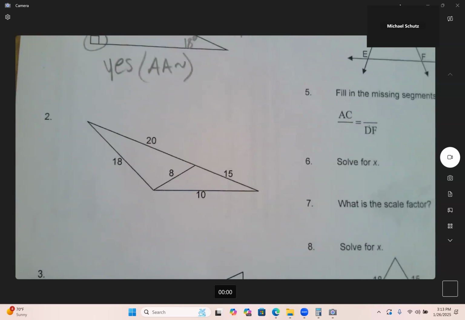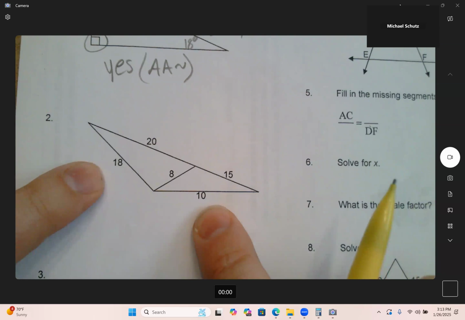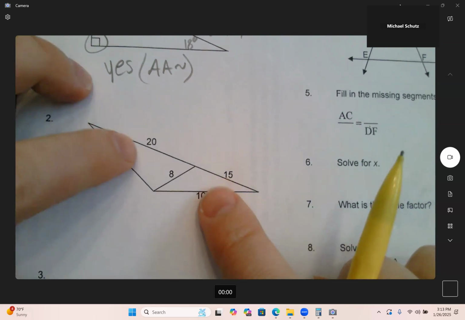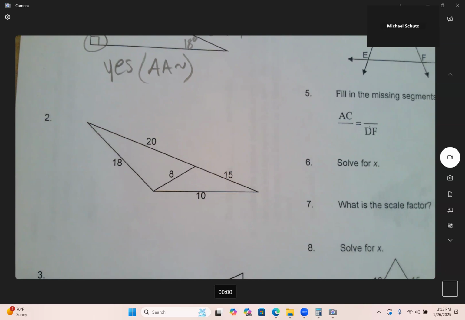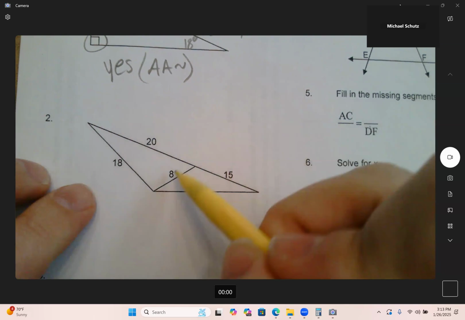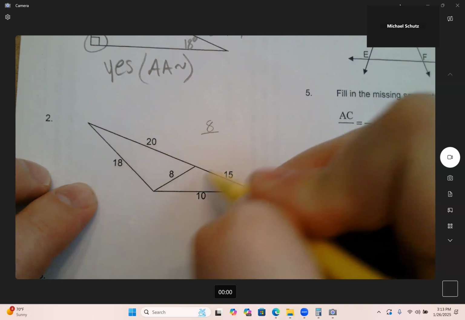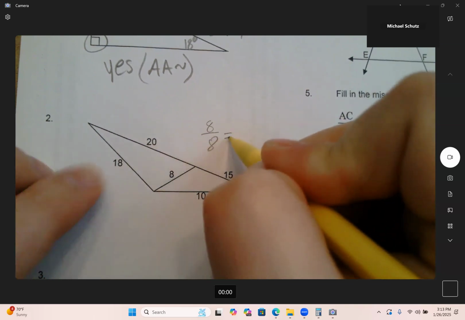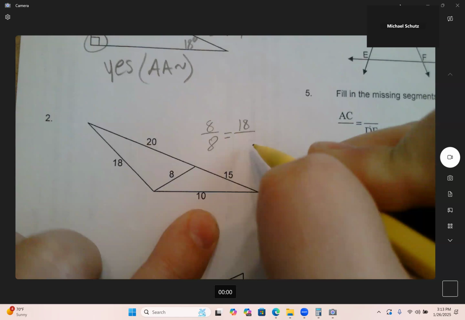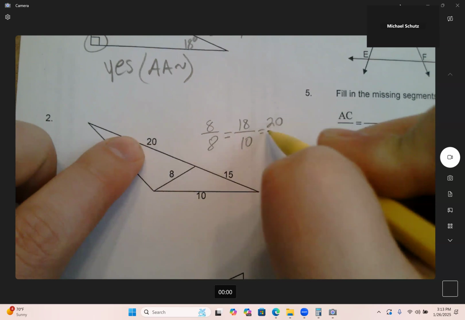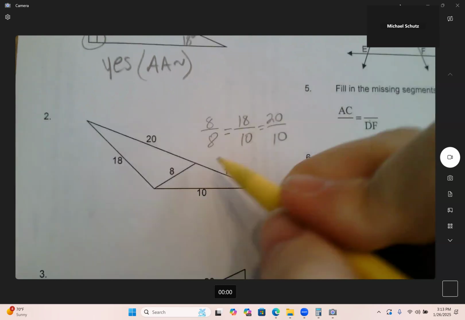Okay, number two. I do have two triangles in this picture. Actually, I have three triangles in this picture. Let's start with the two smaller ones, and we're going to match up small with small, medium with medium, and large with large. The small in this one is 8, and the small in this one is 8. The medium in this one is 18, and the medium in this one is 10. The large in this one is 20, and the large in this one is 10. So this is not true.